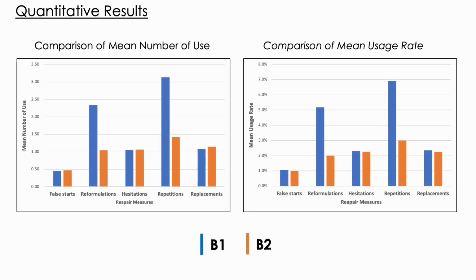These figures provide a summary of the mean number and usage rate. For repetitions and reformulations, B1 was more than twice as high as B2 in both number and rate of use.